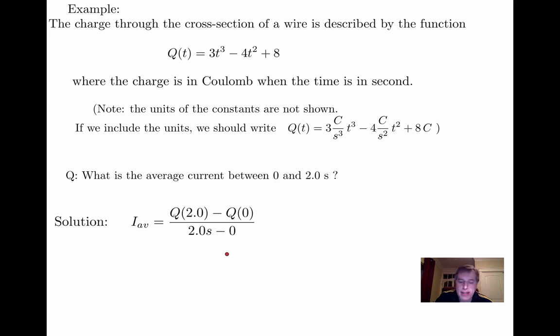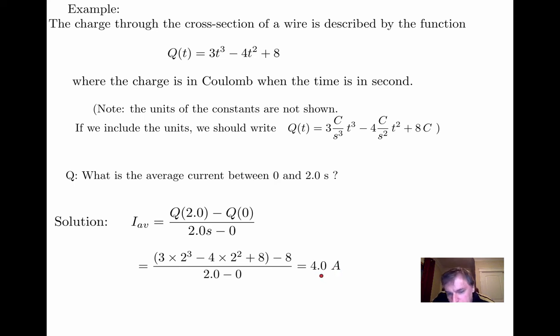So you get 8. So Q at t equal 2 is this parenthesis here, 3 times 2 cubed minus 4 times 2 squared plus 8. That's Q at 2 seconds. You subtract Q at t equals 0, which is 8, and you divide by delta t, which is 2 minus 0. And if you calculate that, you get 4.